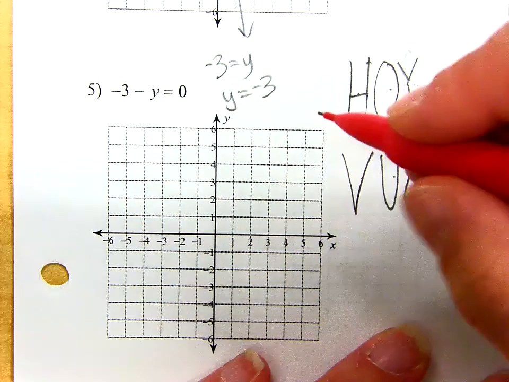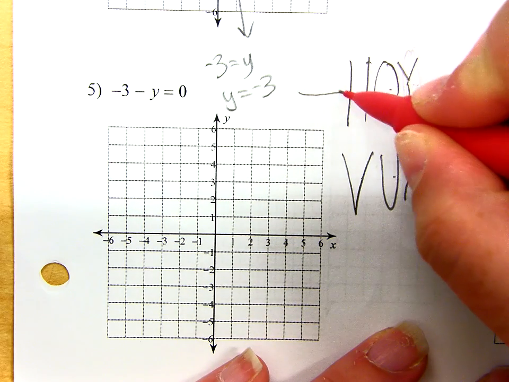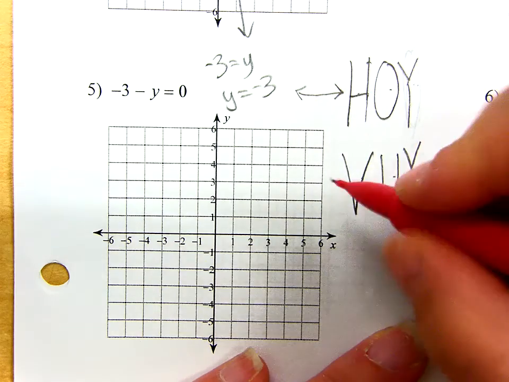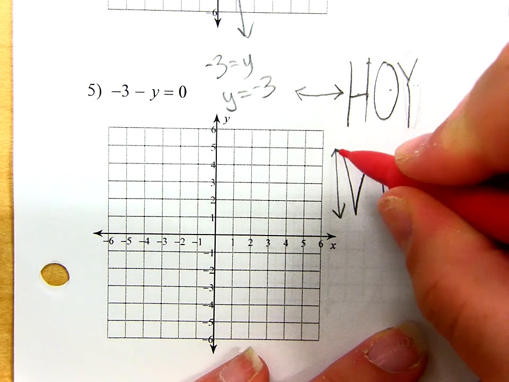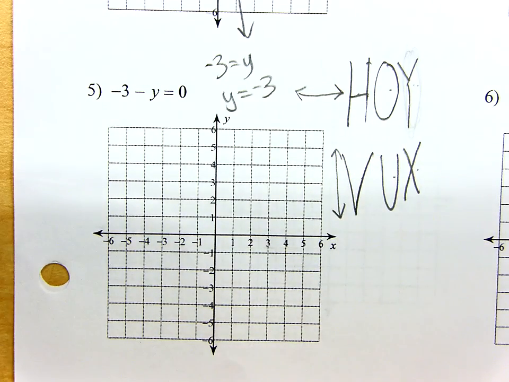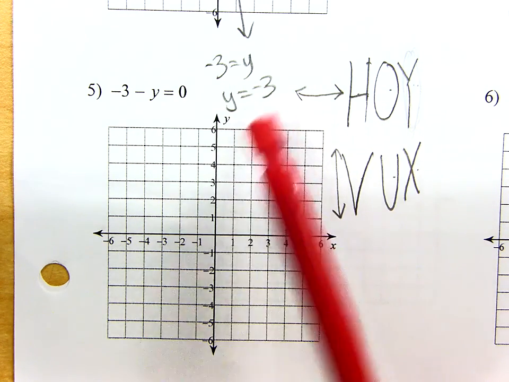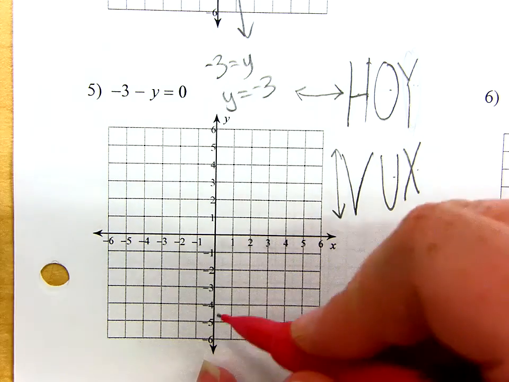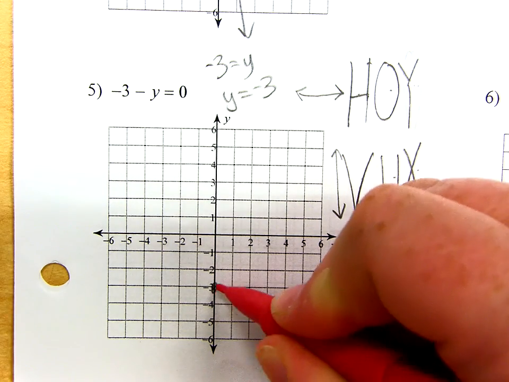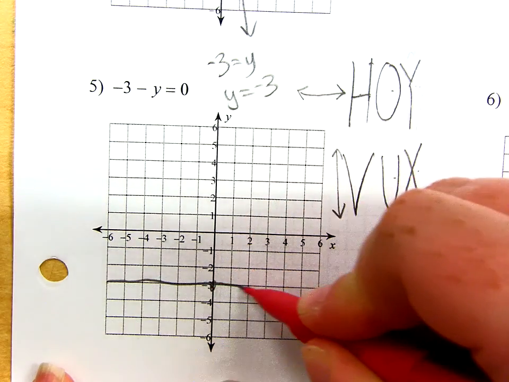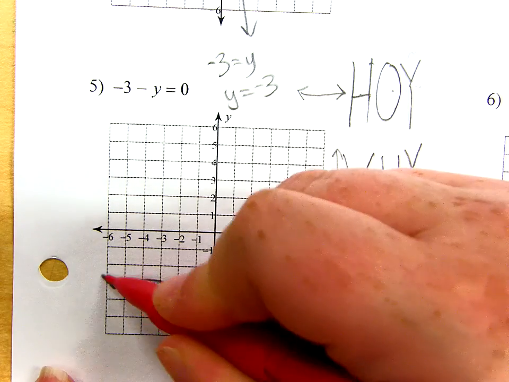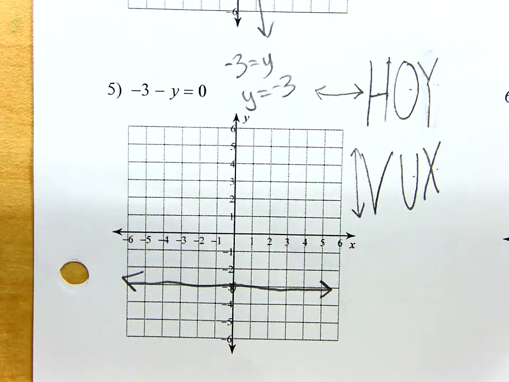As long as you remember that horizontal is side to side, like the horizon, and vertical is up or down, all you have to do is put the horizontal line at -3. So go to y = -3 and draw your horizontal line. That's it. That's all there is to it.